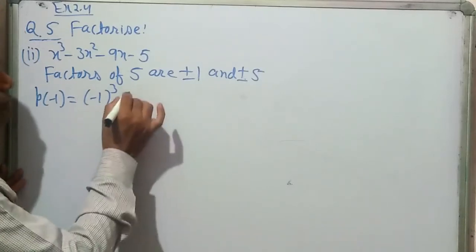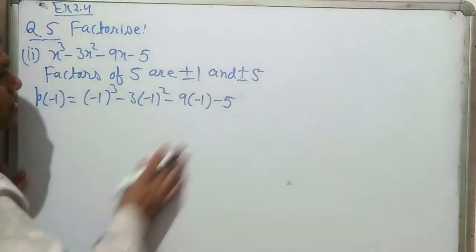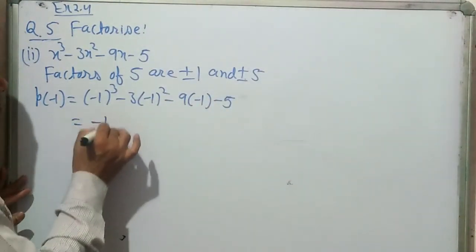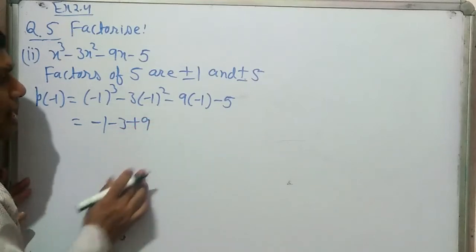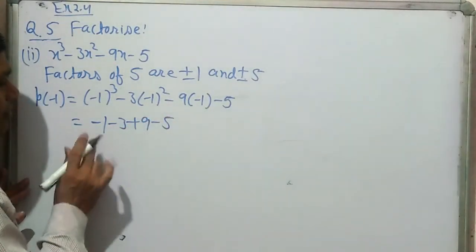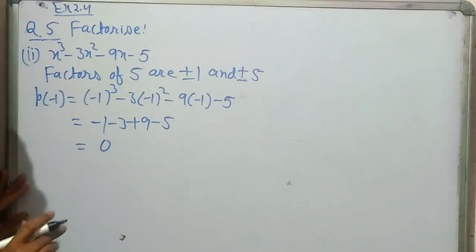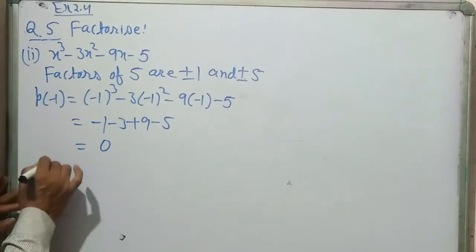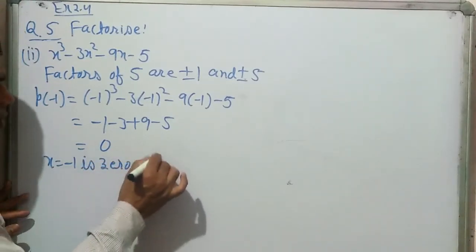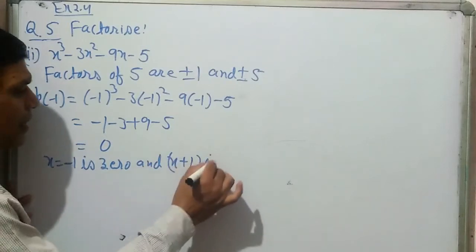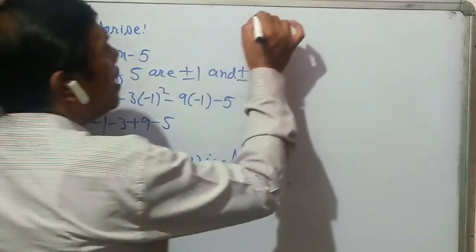That will be minus 1 cube minus 3 into minus 1 square minus 9 into minus 1 minus 5. That will give us minus 1 minus 3 plus 9 minus 5. Negative sum is 5, 3, 8 and 1, 9. Negative 9 and positive 9, it is 0. That means x equals minus 1 is a zero and x plus 1 is a factor. So we'll divide with x plus 1.